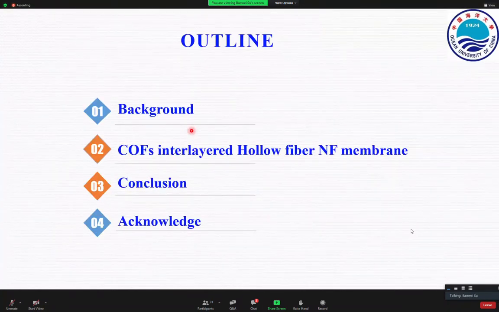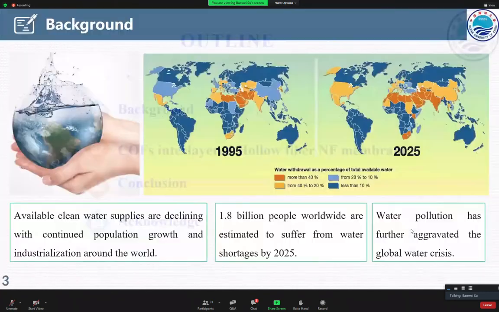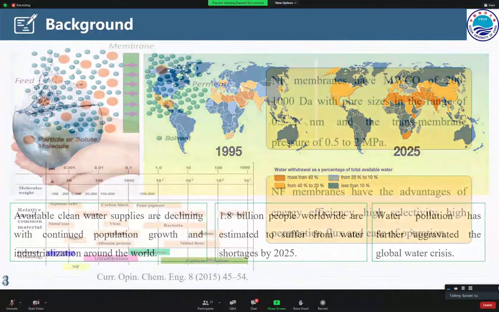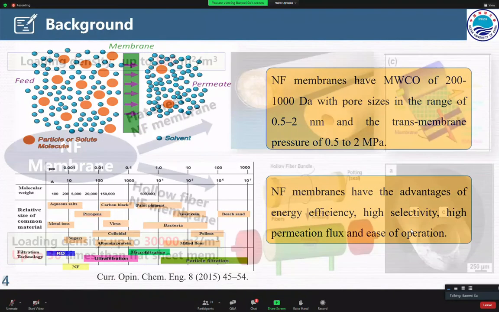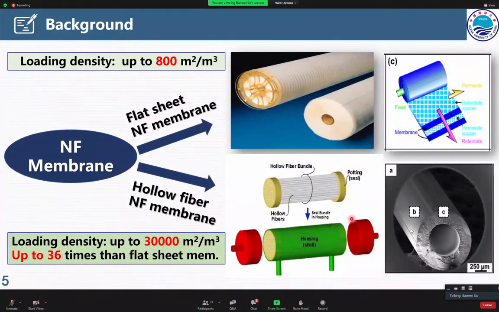This is my outline. As we know, the world is suffering from water shortage and also from water pollution. So the most promising technology is membrane technology. Among them, nanofiltration membrane has the advantage of energy efficiency, high selectivity, and high permeability. So it's quite promising for water softening.